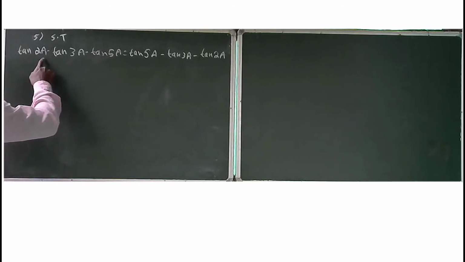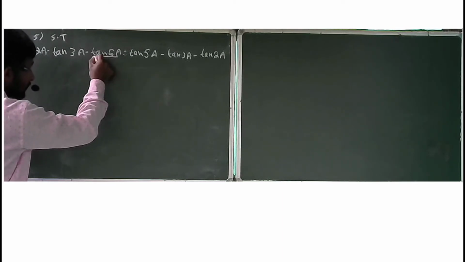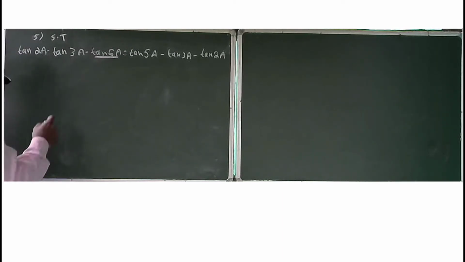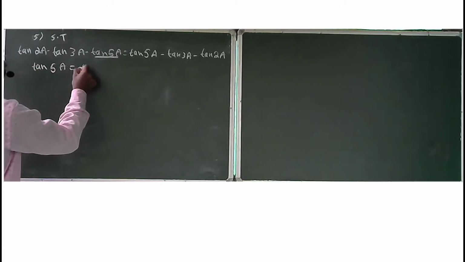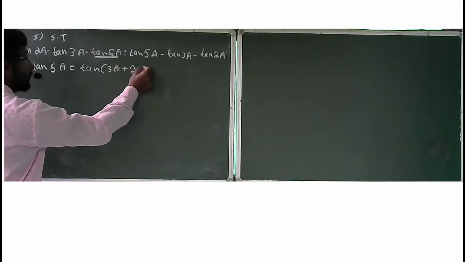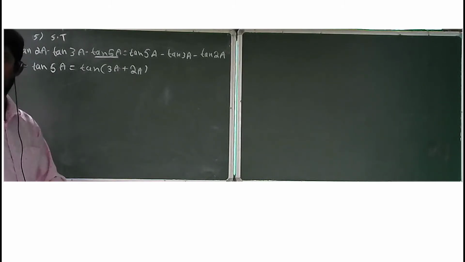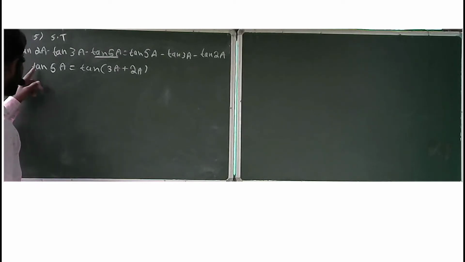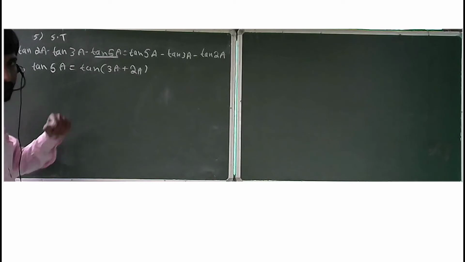See, tan 2a, tan 3a, tan 5a. Consider the third term, tan 5a. Tan 5a can be written as tan of 3a plus 2a, right? See, in some previous questions, 75 degrees was given. How did you write that 75 degrees? You wrote it as 30 degrees plus 45 degrees. Similarly, tan 5a can be written as tan of 3a plus 2a.